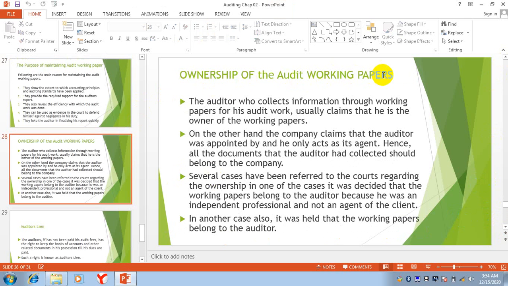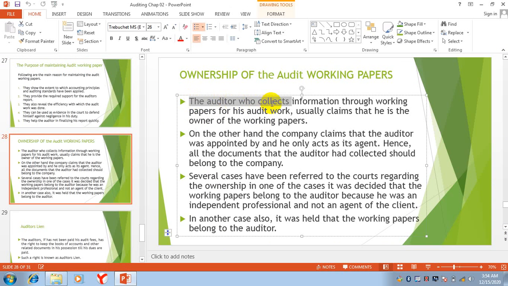Ownership of the audit working papers. Another topic: the auditor who collects information through working papers for his audit work usually claims that he is the owner of the working papers. So he is claiming that since he made the working papers, the ownership of the working papers belongs to the auditor. This is his claim.